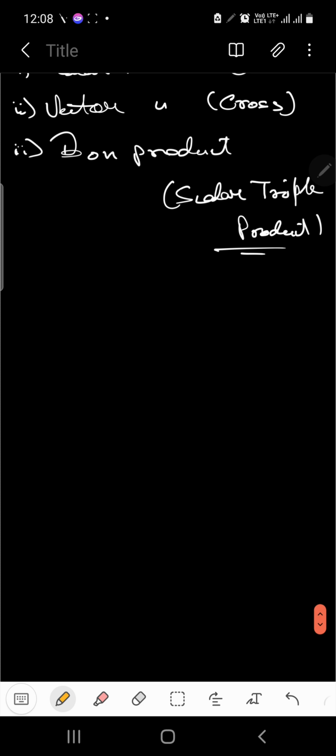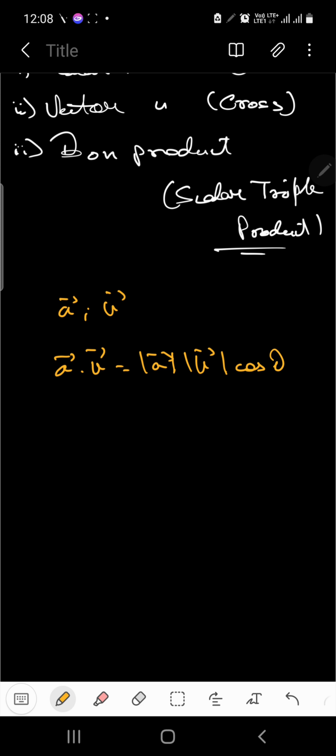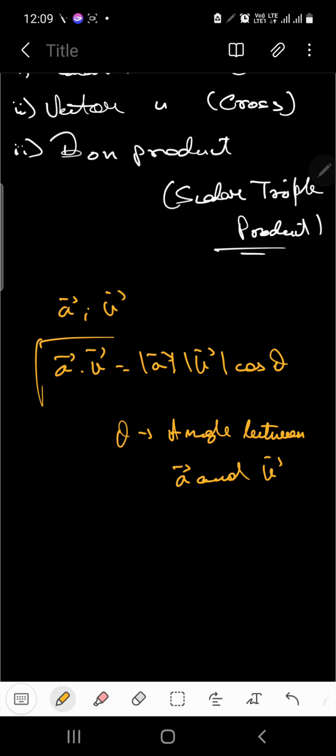Let's start with scalar product. What is scalar product? If you have two vectors A and B, then A dot B is given by magnitude of A multiplied with magnitude of B times cos theta, where theta is the angle between A and B. This product is called the scalar product of two vectors. Clear?